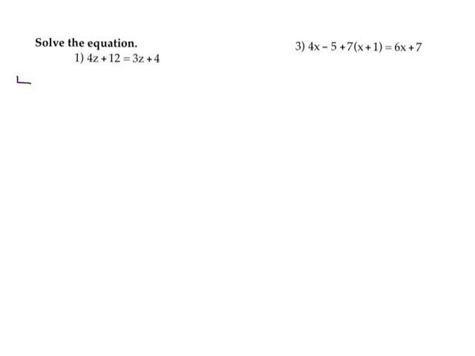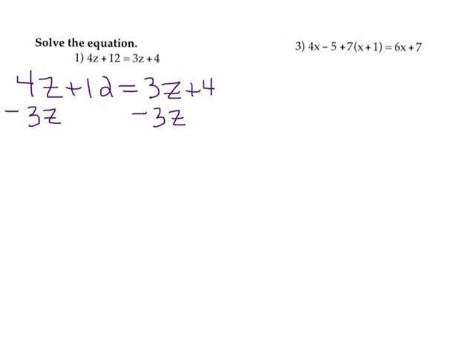So what I'm going to do is I'm just going to rewrite this. 4z plus 12 equals 3z plus 4. And I'm going to move my z's to the left and my numbers to the right. So I'm going to subtract 3z because it's positive on the right, and to get it to cancel, I need to subtract it. So here it is canceled.